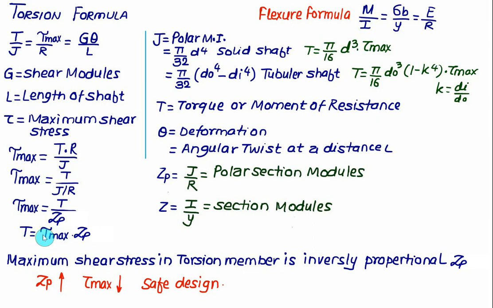So we'll take here some elementary numericals which are commonly asked in the GATE examination. Very basic numericals. And then in the next video we'll start with the torsion member in series and in parallel, and we'll classify that problem into two categories: one is statically determinate and the other is statically indeterminate problems.